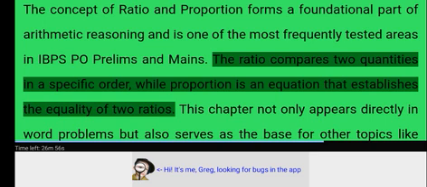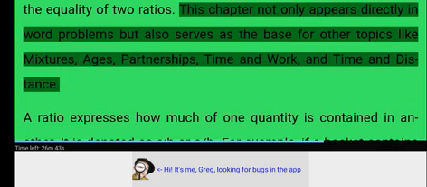A ratio compares two quantities in a specific order, while a proportion is an equation that establishes the equality of two ratios. This chapter not only appears directly in word problems but also serves as a base for other topics like mixtures, ages, partnerships, time and work, and time and distance.